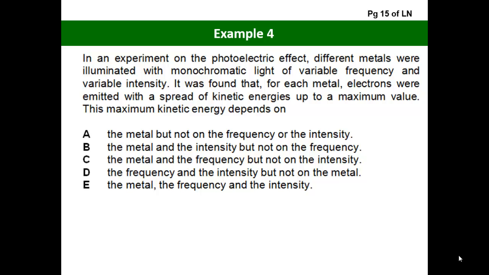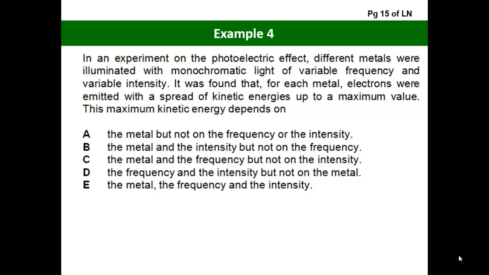Okay, let us now look at example 4 of our lecture notes. So in example 4, let us read the question together. You are given a photoelectric experiment and you're told that different metals are illuminated with monochromatic light of variable frequency and variable intensity. It was found that for each metal, electrons were emitted with a spread of kinetic energies up to a maximum value. Then you are asked to find what this maximum kinetic energy depends on.